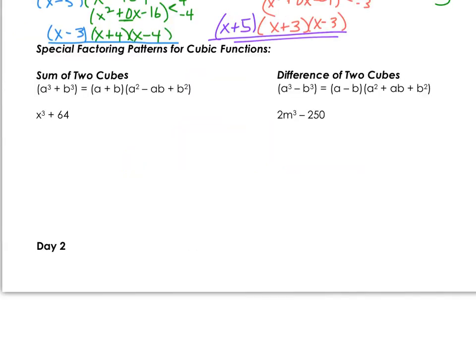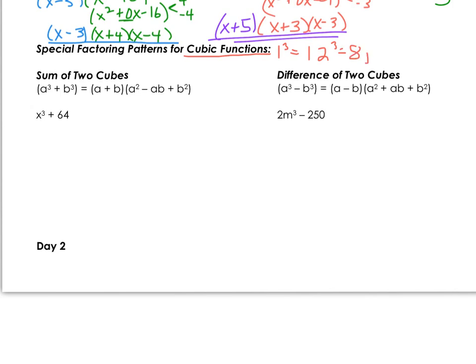The last part of our notes for 5.4 day 1, special factoring patterns for cubic functions. So the first thing I'm going to do is list out perfect cubes for you. So please listen to make sure you know what these numbers mean. If I had 1 to the third power, that's 1 times 1 times 1. That would just equal 1. 2 to the third power is 2 times 2 times 2. Well, 2 times 2 is 4, and 4 times 2 is 8.